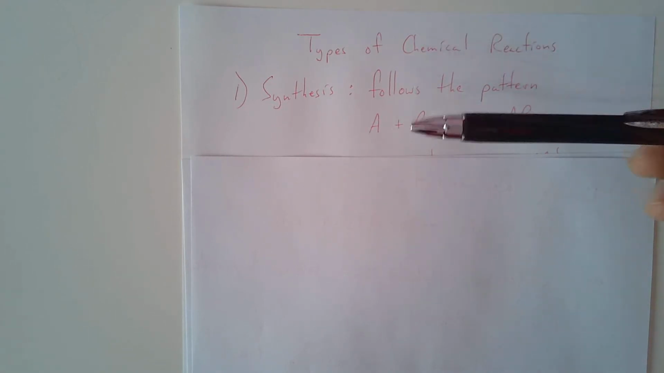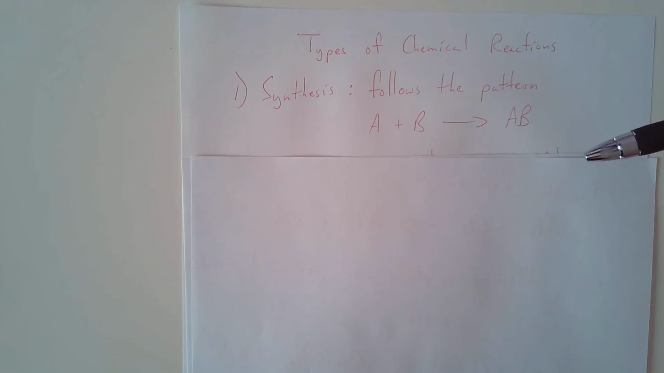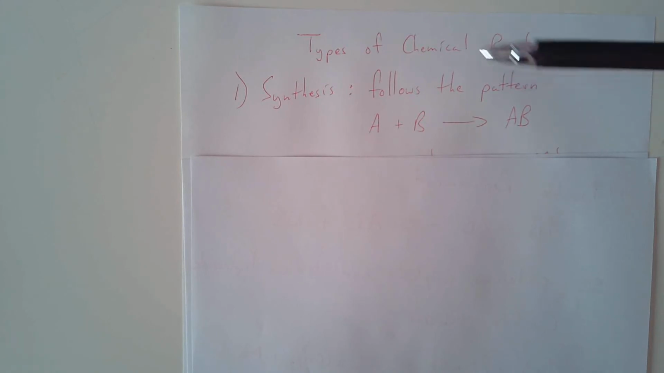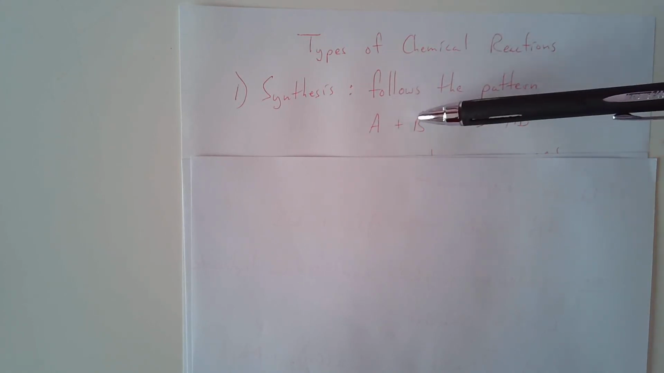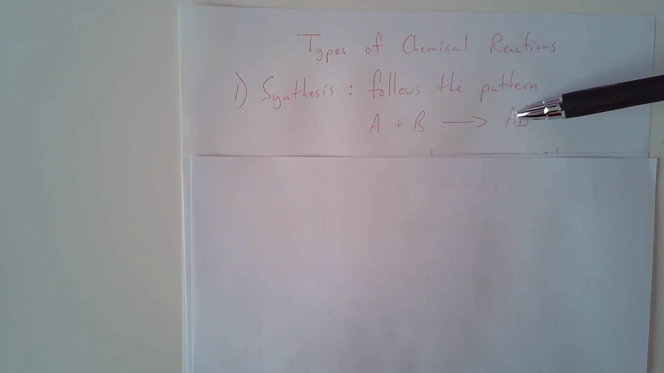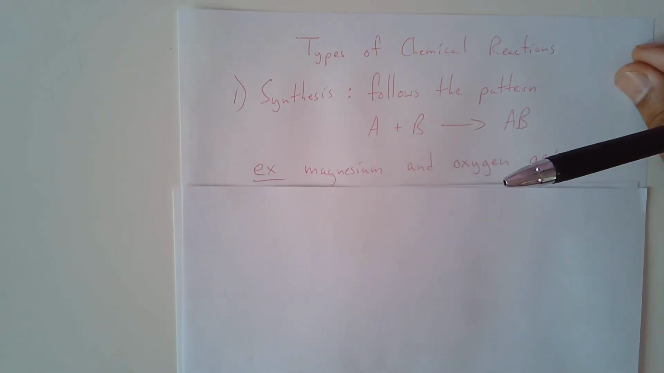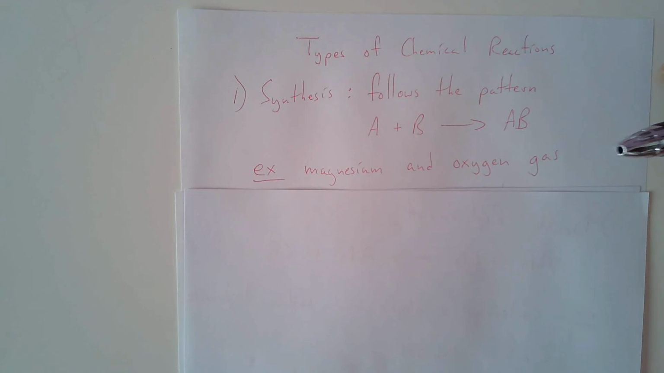So first one here, this is called a synthesis reaction. Okay, so you should be writing this down in your notebook, or if you have pieces of paper, just keep all that paper together. Okay, so synthesis is when you have 2 things that are going to be combined. So it's a combination reaction. So what you look for, let's look at this one here, magnesium and oxygen gas.